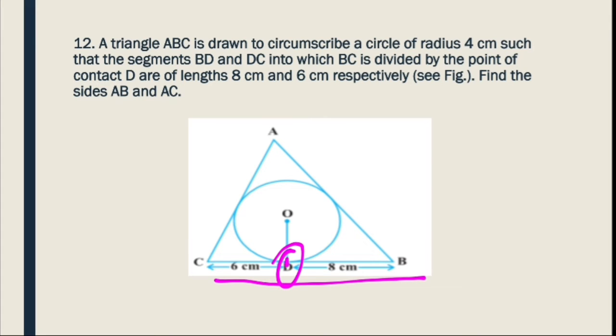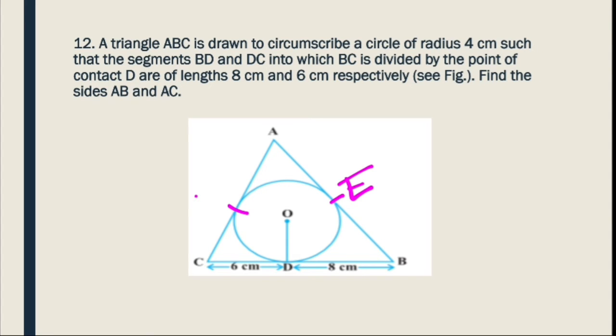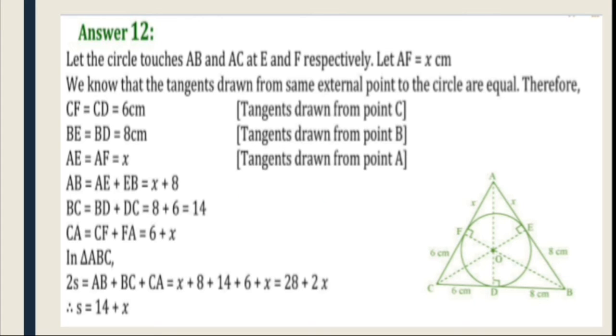This D divides this BC line segment in such a way that the length of CD is 6 cm and the length of BD is 8 cm. That means the total length of BC is 14 cm. Now you have to find the length of AB and the length of AC. I will consider these two points of contact as E and F. So let's check the solution of this question.